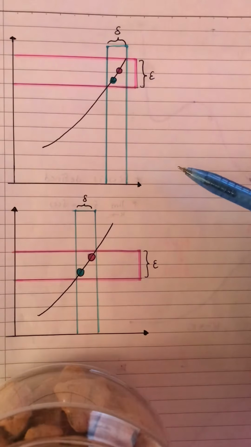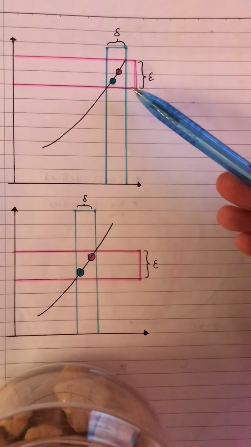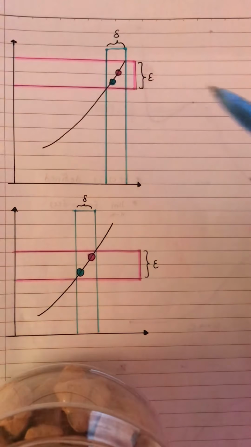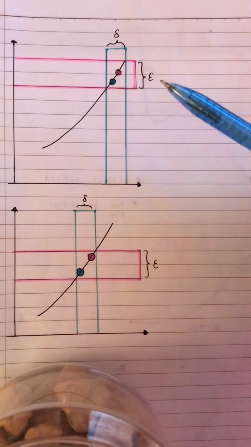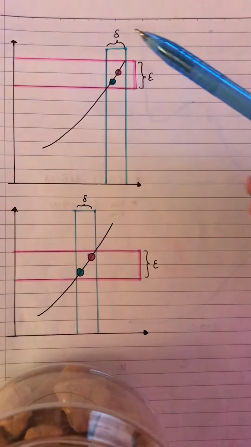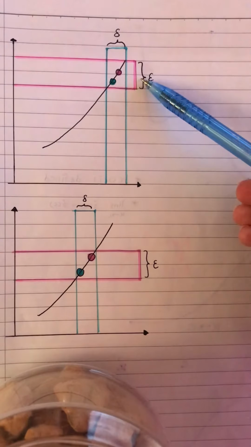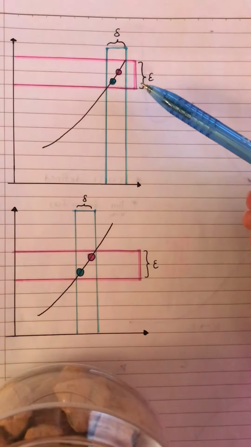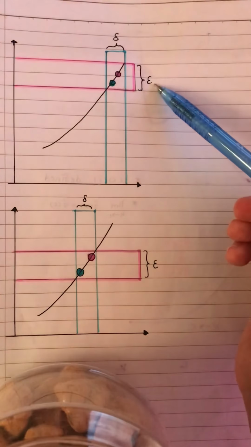So in this case, we want to guarantee that the image of those 2 points fall within epsilon, and we have a delta such that if those points are always in the delta range, then we know that the images are going to fall in the epsilon range.